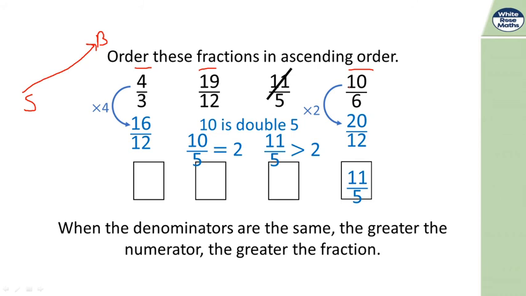It's done. Right, so how are we going to work out the next one? So when the denominators are the same, the greater the numerator, the greater the fraction. So we're going to put 4 thirds in, because it's got 16 twelfths. 16 is smaller than 19, and that's smaller than 20. So this one, the original 4 thirds, goes in. Which one's the next smallest? So 19 is smaller than 20, so 19 twelfths is going to go next. And then the last one goes in. So remember, we put the original in, which is 10 sixths.